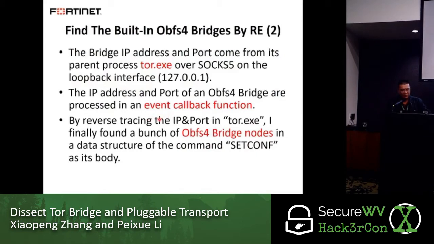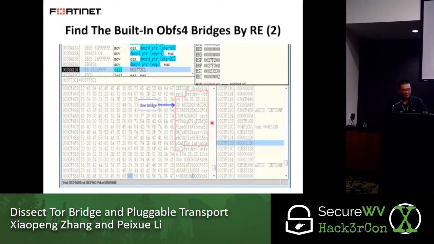By continually reverse tracing in Tor.exe, I found a bunch of OBFS4 bridges that are in a data structure of the command SETCONF, as shown in this screenshot. In this memory part, as you can see, the data surrounded by red lines is one OBFS4 bridge node, also called a bridge configuration line. Each bridge node must be saved in one bridge configuration line. I will explain what the content is later.